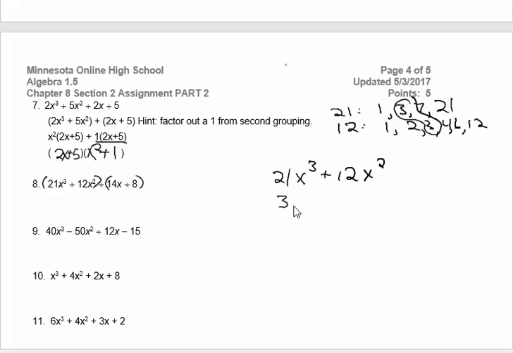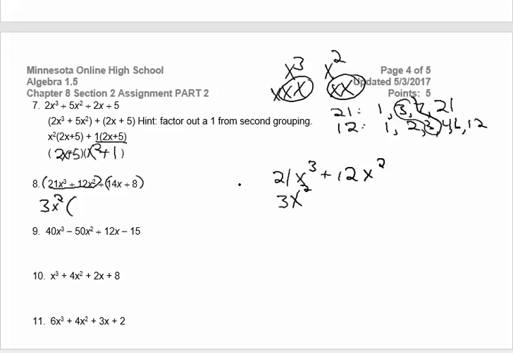Now I look at the variables, x cubed and x squared. Well, x cubed is x times x times x. X squared is x times x. I can take 2 of them, so that'd be x squared. So my greatest common factor of 21x cubed plus 12x squared is 3x squared. So I put the 3x squared here. And then in the parentheses, I write what's left after I factor out a 3x squared from both of these parts.